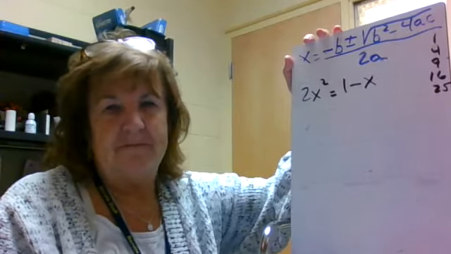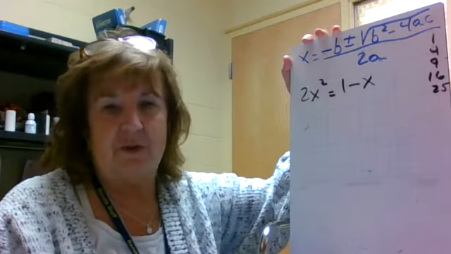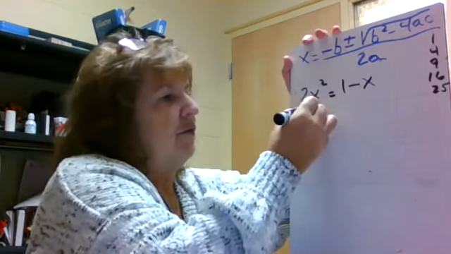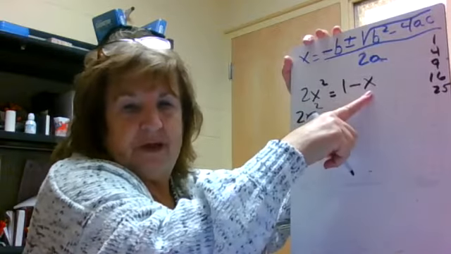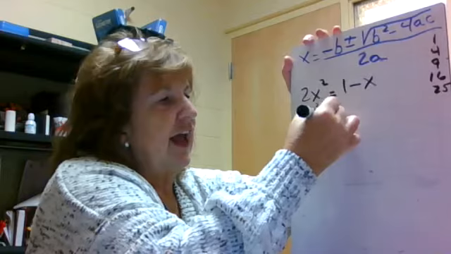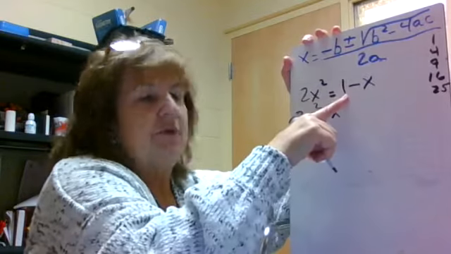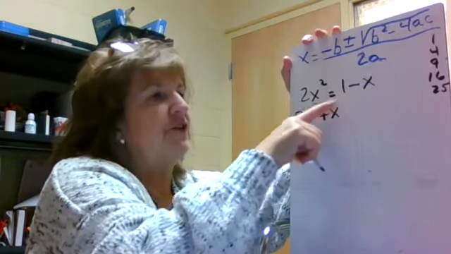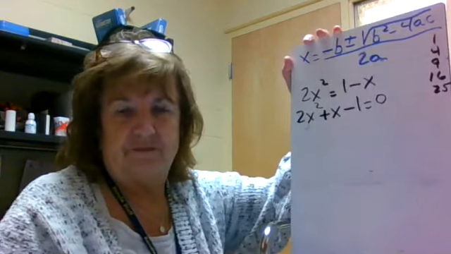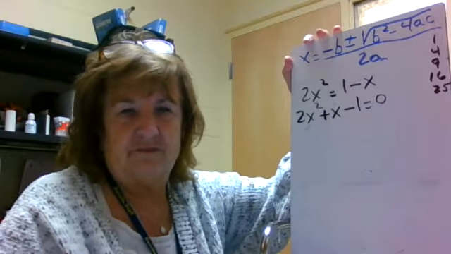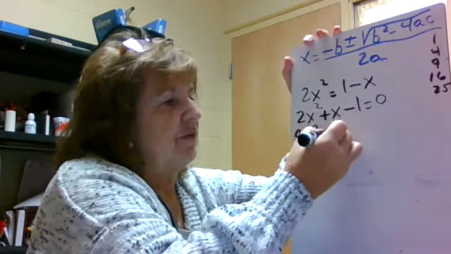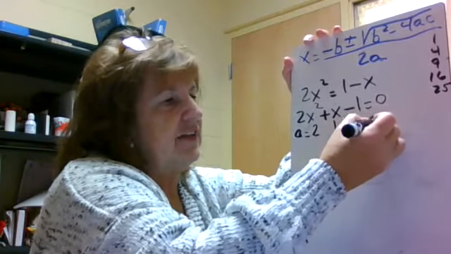Okay. Now again, it's not equal to 0, so we have to make it equal to 0. So we're going to move this x. We'll move it first because it comes right after x squared. So that says a minus, so you're going to add. We got to move this 1. It's a positive 1, so we're going to subtract it. A is 2, B is 1, C is negative 1.